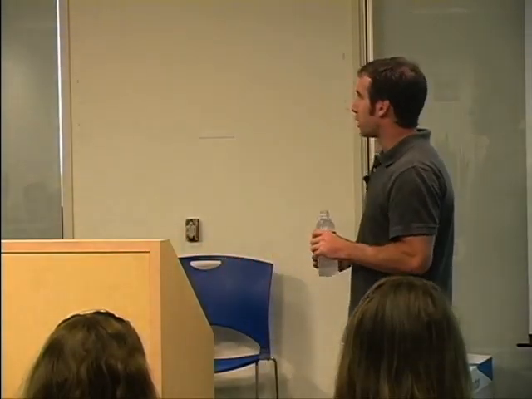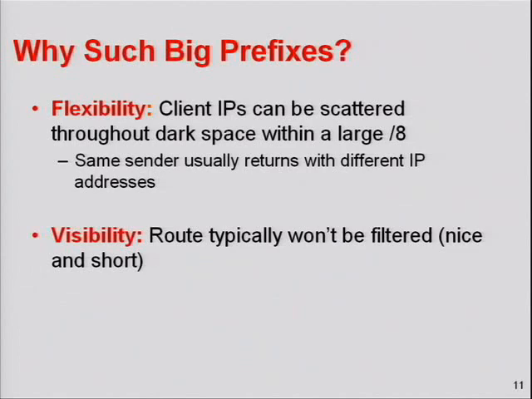Then using big prefixes is actually going to work pretty well, right? For one reason, if you use a shorter prefix like this, something that's more IP address space, it's typically not going to be filtered. If you try to steal a smaller chunk of IP address space, like longer than a /24, for example, that route may be filtered. The other is you get this really nice flexibility.